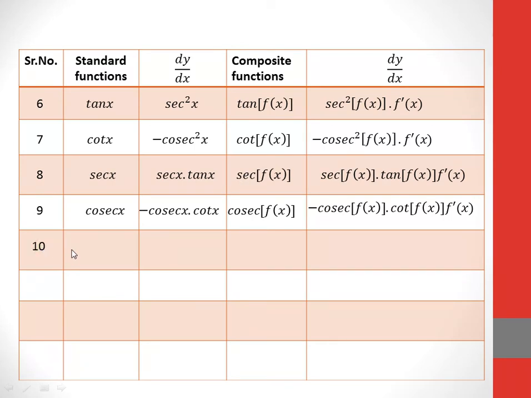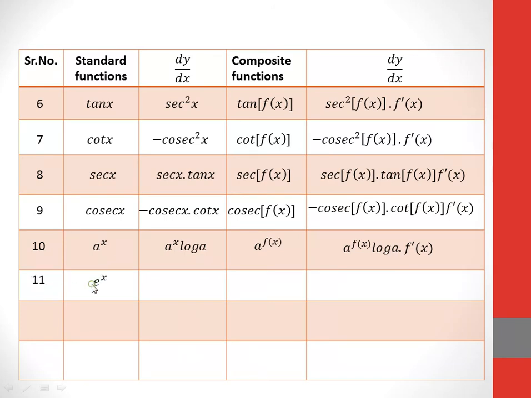Now next one is the exponential function, a raised to x. You know the derivative, that is a raised to x into log a. Now in place of x, if there is f of x, meaning a raised to f of x, then how will you get the derivative of that? It is a raised to f of x into log a into f dash x. As we have seen in one example, 4 raised to sin x. Here you remember: a raised to f of x into log a into f dash x.